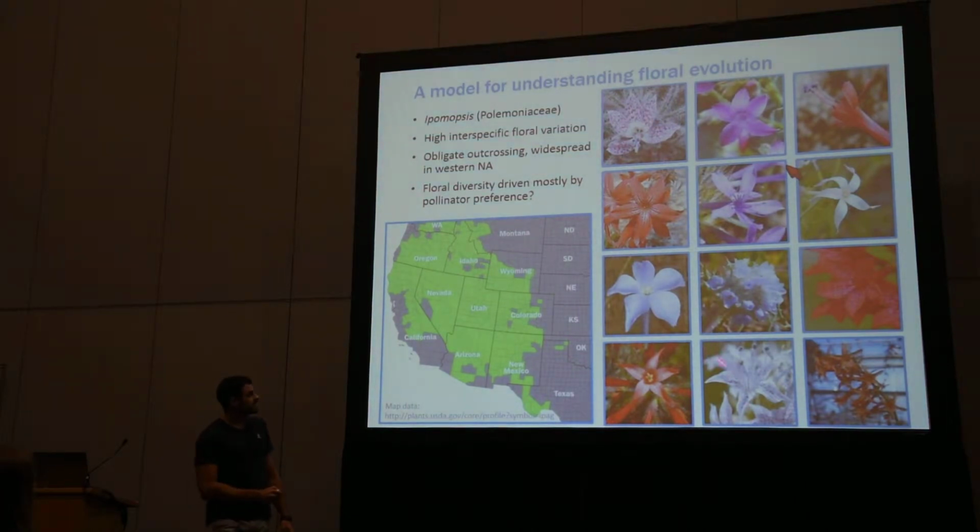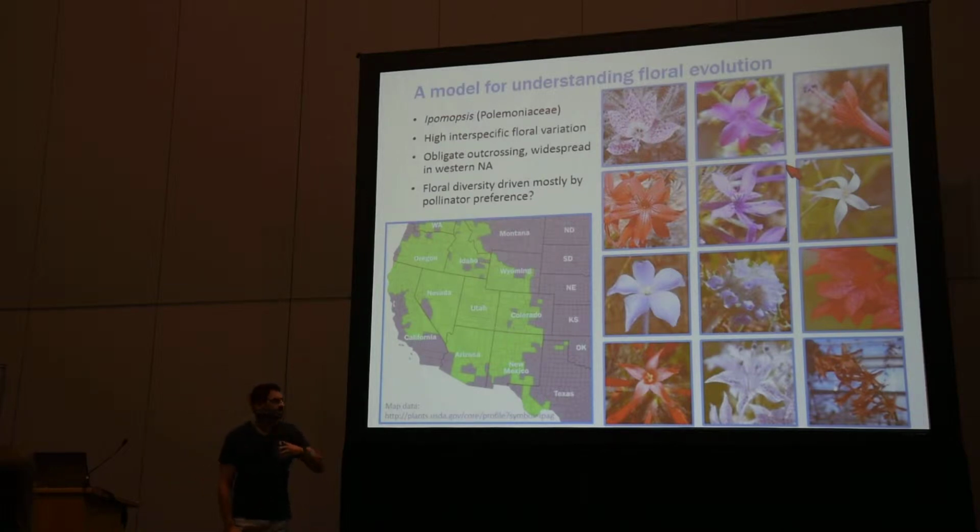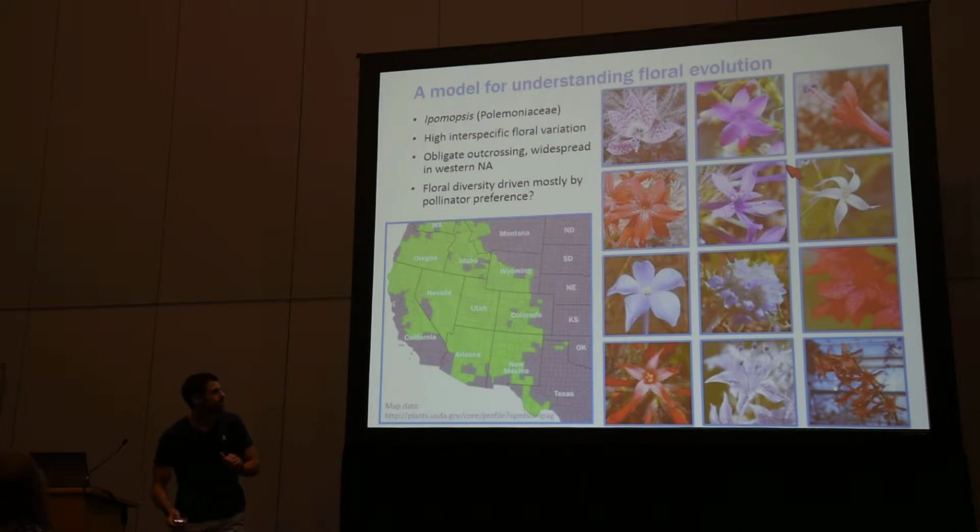Ipomopsis is a reasonably speciose genus that expresses remarkable floral diversity both across species as well as within species. Much of this is thought to be driven by pollinator-mediated selection and pollinator specialists and so forth. It's really been a key model in understanding floral evolution for the past several decades.